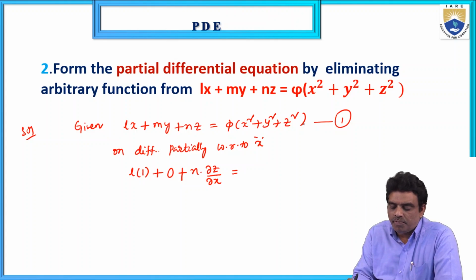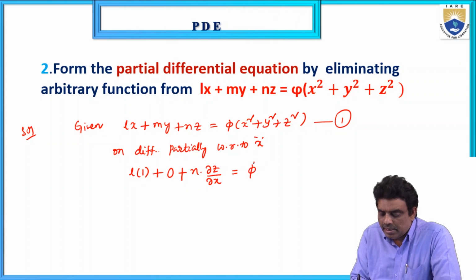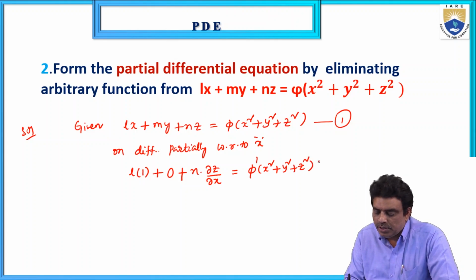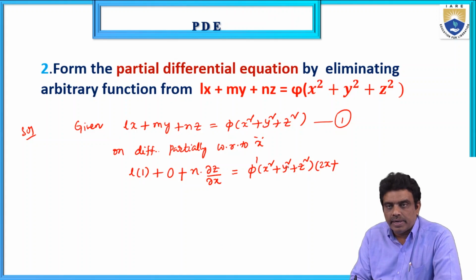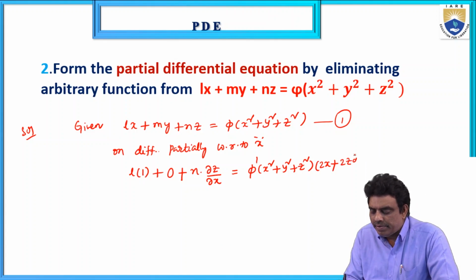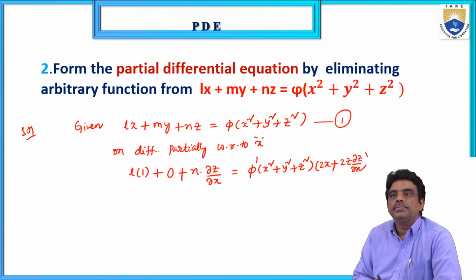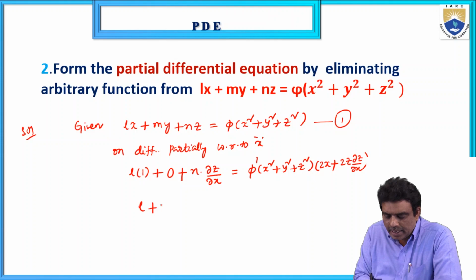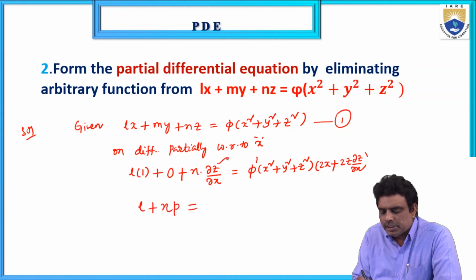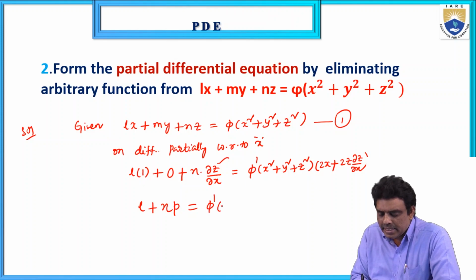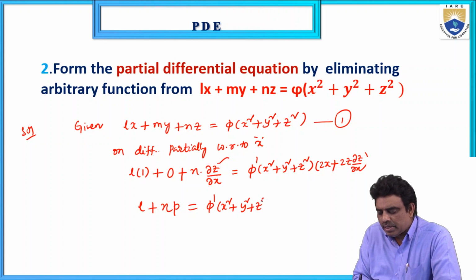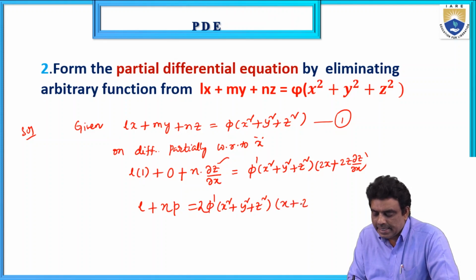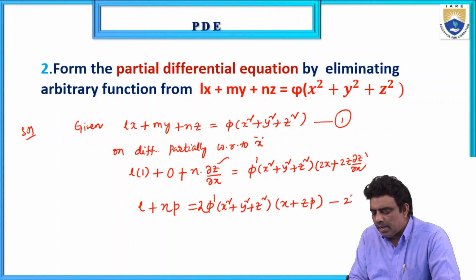So phi of function is phi of x, y, z. The derivative is phi dash of x square plus y square plus z square into x square derivative 2x, y square derivative 0, z square derivative 2z dou z by dou x. 2x plus 2z into dou z by dou x. Or what I can write, L plus NP, dou z by dou x means P, is equal to phi dash of x square plus y square plus z square. So 2 also you can take outside, x plus z into P. This is called equation number 2.